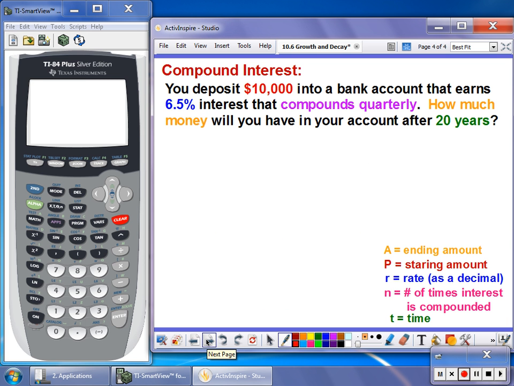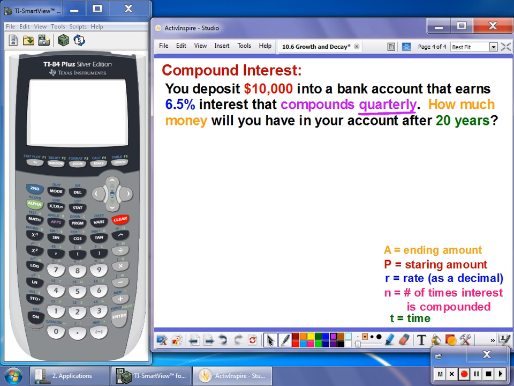Okay. The last problem I want to do with you is going to be a compound interest problem, and here's the difference. If you have a problem that you put money in a bank and it just says the interest is annual, one time a year, you can use the other exponential growth formula. It's only when you have interest that's compounding more than once a year, and in this case we say quarterly. So here's our situation. You deposit $10,000 into a bank account that earns 6.5%, that compounds quarterly. How much money will you have in your account after 20 years?